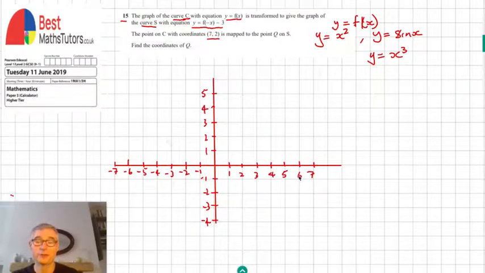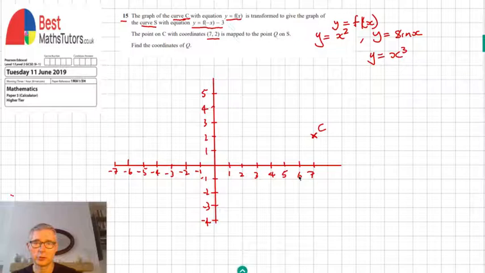I'm just going to mark that on this graph that I've drawn already, on the set of axes. So 7, 2 means 7 on the x and 2 on the y. So it's there, and this is our point C on our curve. Now we don't know what the curve looks like, but we are just told that this would be a point on that curve.